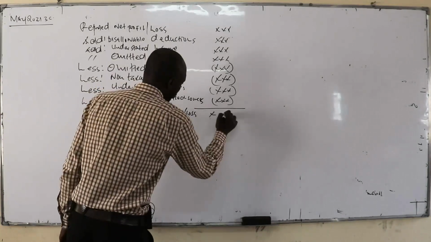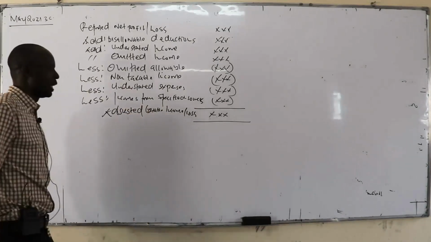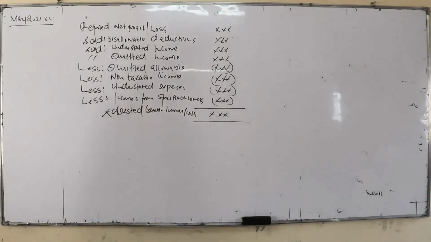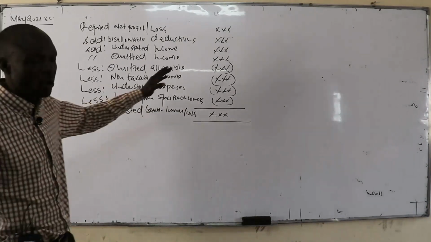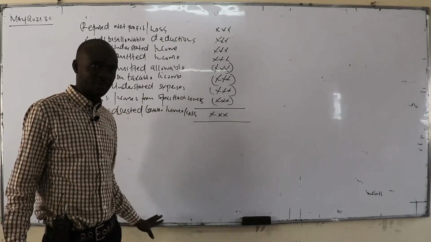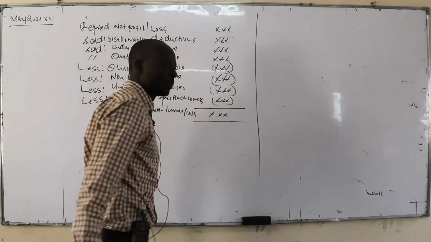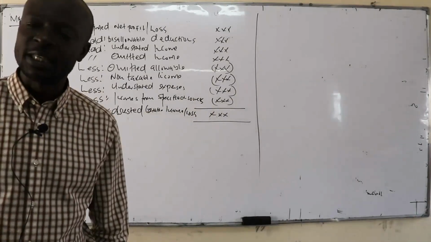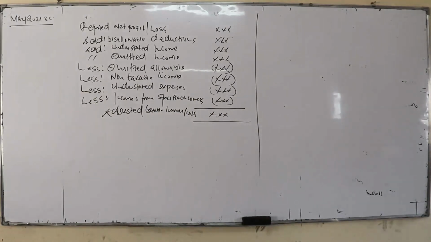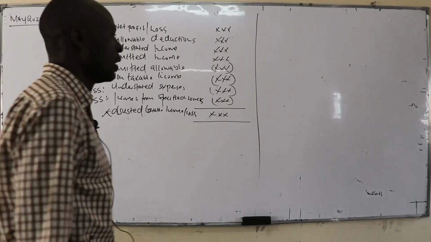So when you get a question on this, any question that wants you to determine the taxable income, first of all, check: have you been given the net profit or the net loss? If you're given the net profit or net loss, this is how you start it. In some other questions, you will just be given the details. There's no statement that shows net profit or loss. So from those details, you'll be given the details of incomes, the details of expenses, and other details.